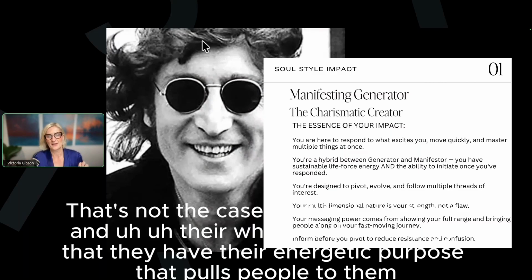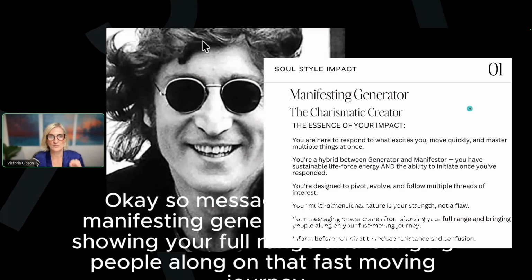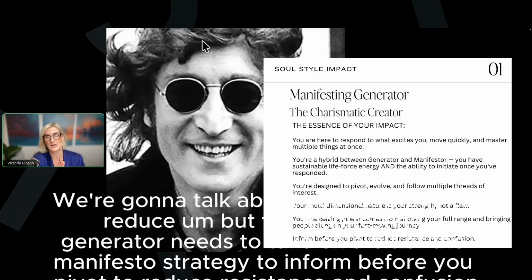But there is a why in their energy, their energetic purpose that pulls people to them, in that way, okay? So messaging power as a manifesting generator comes from showing your full range and bringing people along on that fast moving journey, okay? But you need to inform before you pivot. So you've got to wait to respond. We're going to talk about your strategy, but the manifesting generator needs to take on a bit of the manifestor strategy to inform before you pivot, to reduce resistance and confusion.